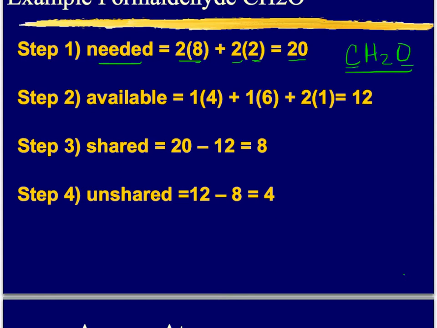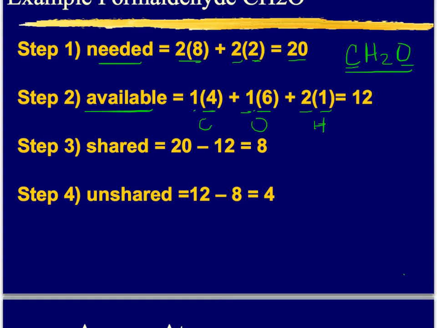The next step is how many are available, and so carbon, there's 1 carbon, and it brings 4 valence electrons. Then we have 1 oxygen, and it brings 6 valence electrons. Then we have 2 hydrogens, and each hydrogen brings 1 electron. So when we add this up, and let me just say this is for carbon, this is for oxygen, and this is for the hydrogens.